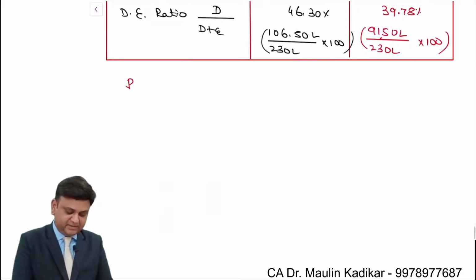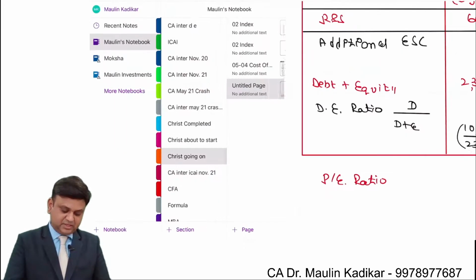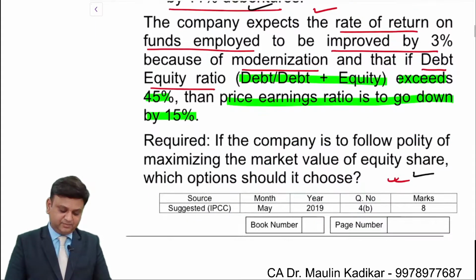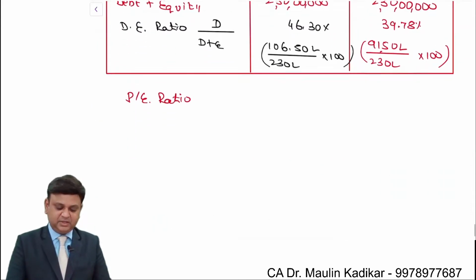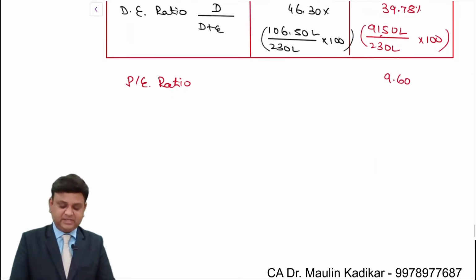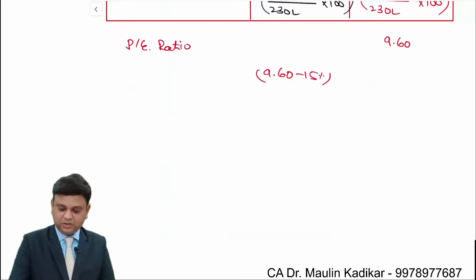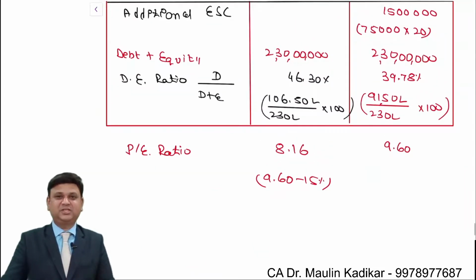Now importantly, I am writing price earning ratio. Friends, in the second option, the debt equity ratio does not exceed 45%. So in that case, the price earning ratio will remain the same, that is 9.6 times. In the first case, the price earning ratio will fall, that is 9.6 minus 15%. So 9.6 into 0.85 comes to 8.16 times. That is the way the price earning ratio is required to be mentioned.